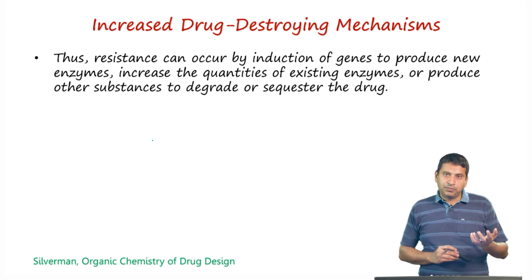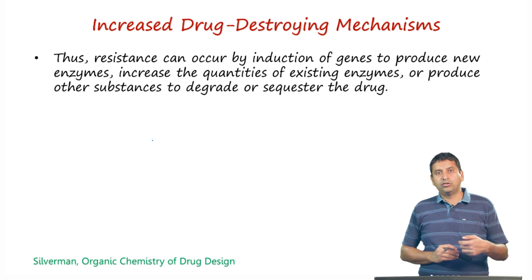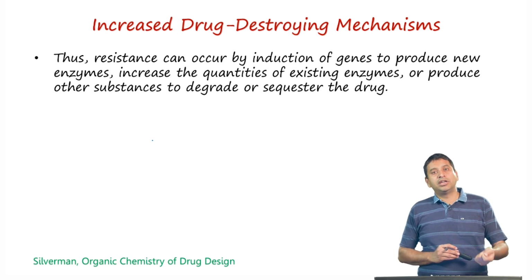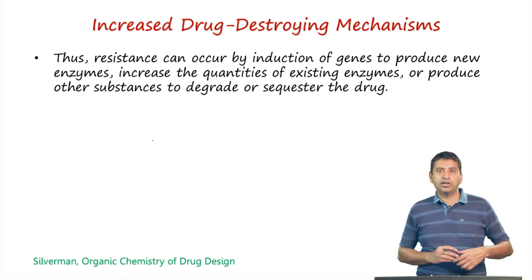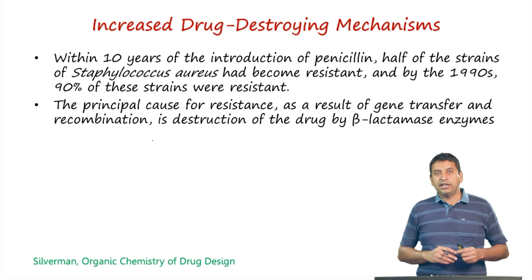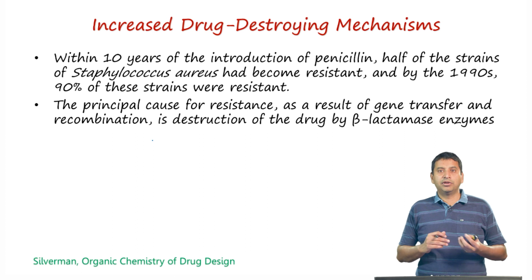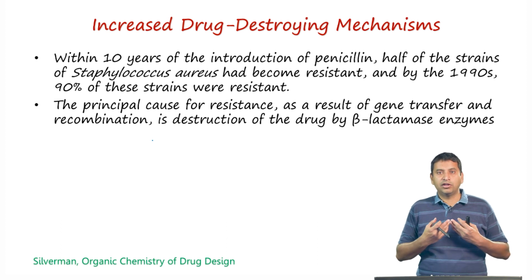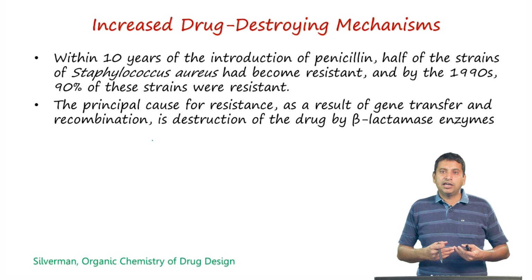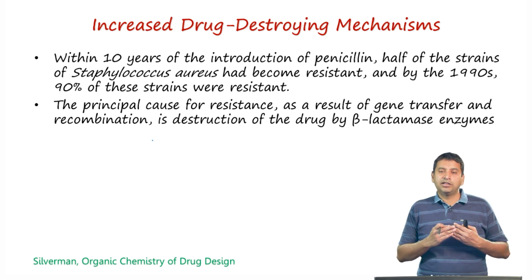So, resistance can occur by induction of genes to produce new enzymes, increase the quantities of existing enzymes, or produce other substances to degrade or sequester the drug. All of these may result in destroying the drug. Within 10 years of introduction of penicillin, for example, half of the strains of Staphylococcus aureus had become resistant, and by the 1990s more than 90% of the strains were resistant. The principal cause of resistance to penicillin is the generation of the enzyme called beta-lactamase. Beta-lactamase destroys the penicillin and makes the drug ineffective.